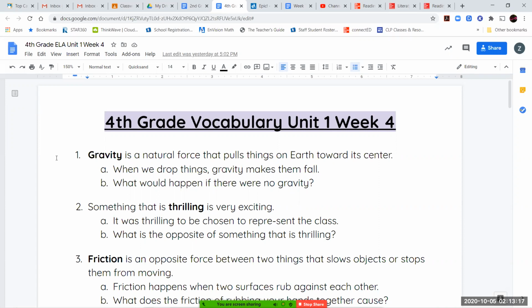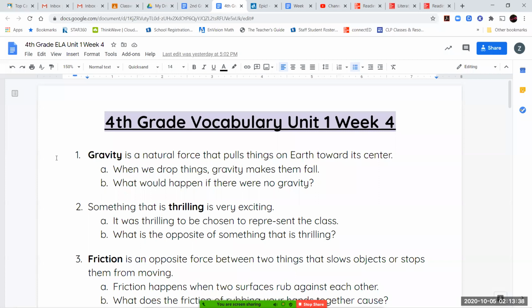Your first vocabulary word is the word gravity. Gravity is a natural force that pulls things on Earth towards the center. So it's a force that attracts you to the Earth so that you don't float away. So that's why when you jump, you come back down.